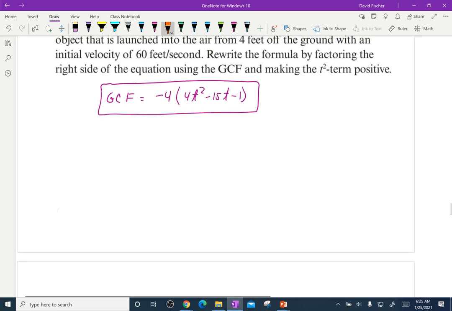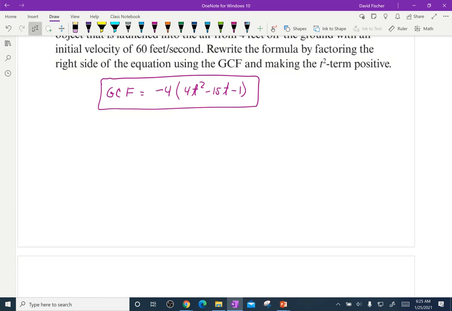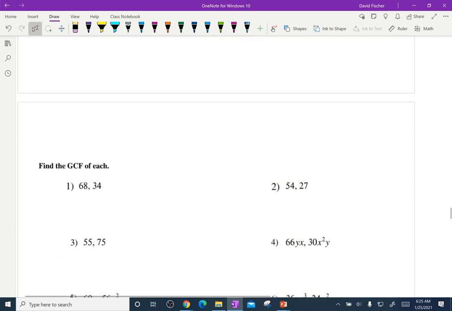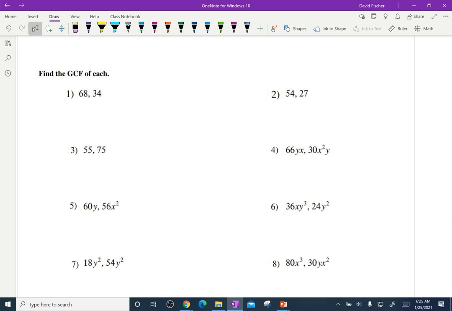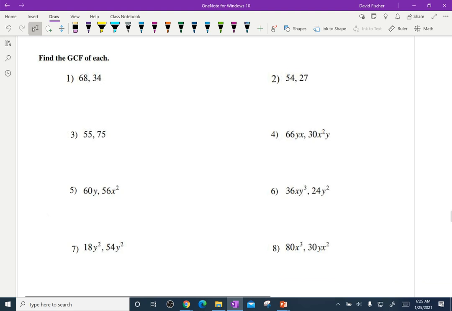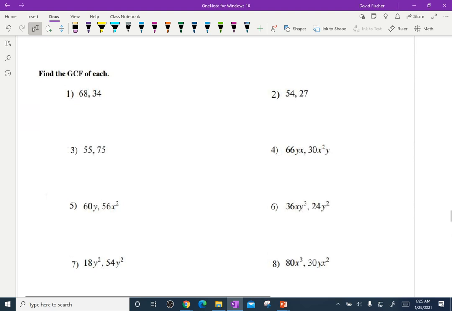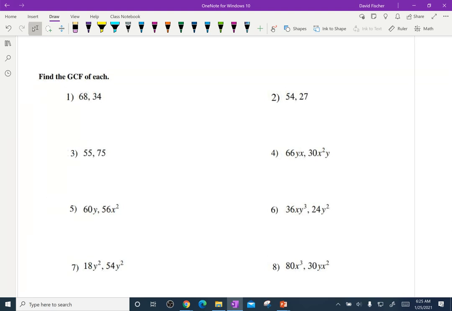All right, here's what I got. T squared minus 15 minus 1 is inside the parentheses. Okay? All right, so when you go to your paper today, you can see some of these numbers are pretty crazy, 68 and 34. Some of them are not the real obvious ones. Okay? So, again, try to make a list. I picked the 34s, and I might list all the factors of 34.